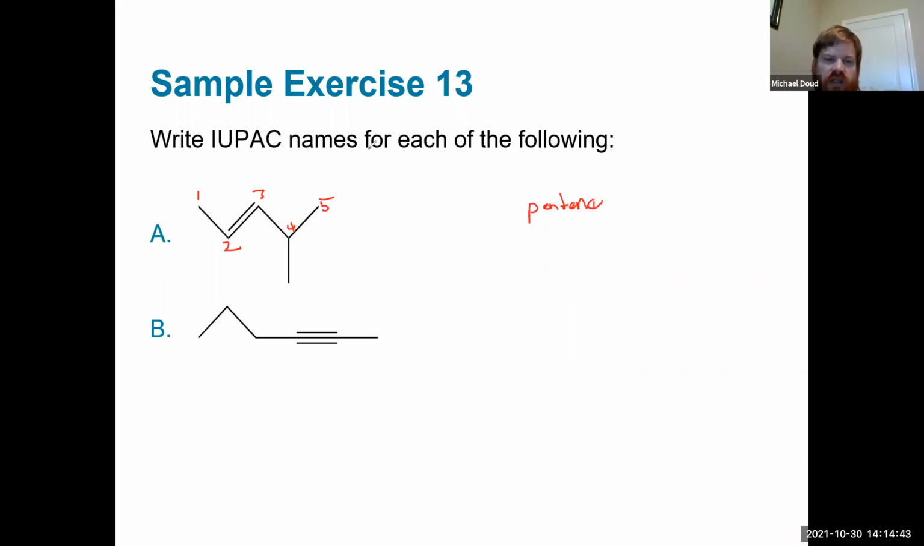Now, the problem with pentene is that actually it does matter where we place the double bond, because you could have pentene like this, what we have here, or you could have pentene like this. Clearly, this is not the same as this, because here the double bond is between carbons 1 and 2, here the double bond is between carbon 2 and 3. So what we're going to do is write a number in front of the word pentene here that tells us the first carbon atom that's involved in the double bond. Since the first carbon atom involved in this double bond is 2, this becomes 2-pentene. Over here, this would be 1-pentene.